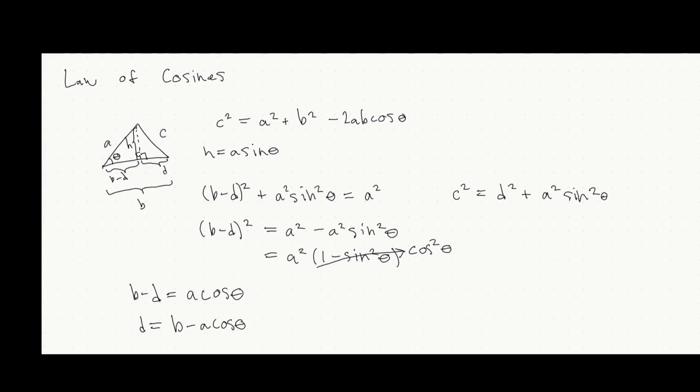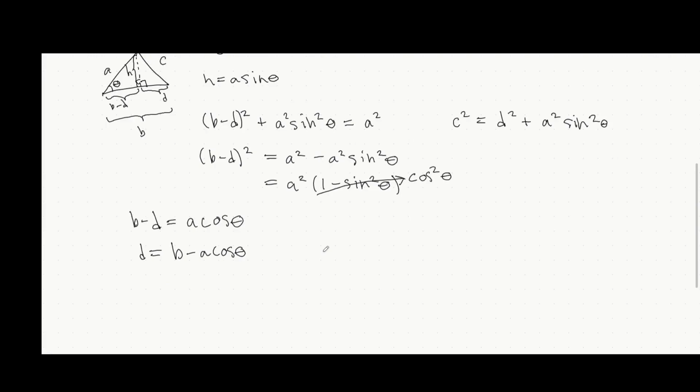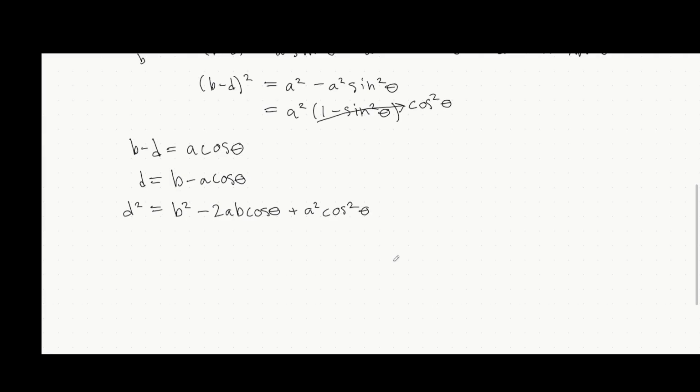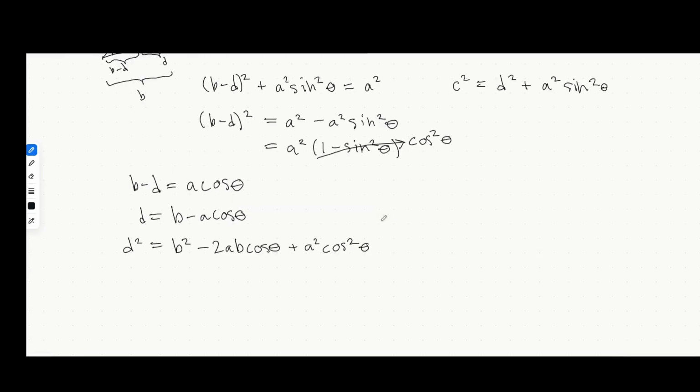Okay, but we want d squared. So when we square this expression and FOIL it out, we have b squared minus 2ab cosine theta. So you can see where that term's going to come in. And then plus a squared cosine squared theta. And what we want to solve for in order to get c squared, we want d squared plus a squared sine squared theta. So we're just going to add a squared sine squared theta to this expression.